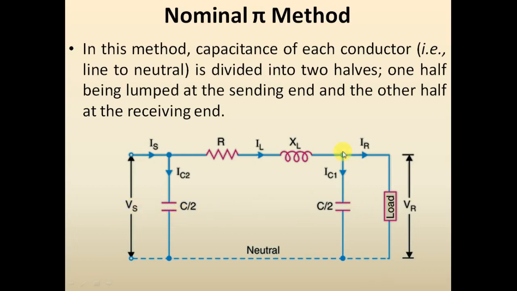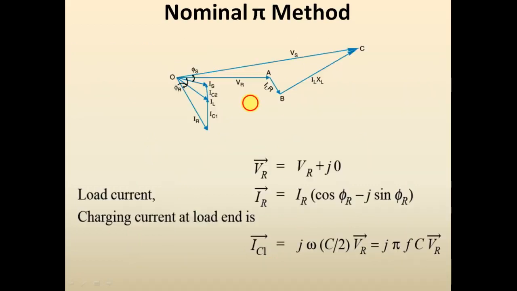By analyzing this equivalent circuit and by applying KCL at this node, we will be able to obtain the vector IL as the sum of vectors IR and IC1. Similarly, we will be able to obtain vector IS as the sum of vector IL and IC2. By applying KVL in this loop, we can find vector Vs as the sum of vector Vr and the impedance drop vector. Now let's draw the vector diagram of this nominal pi method.